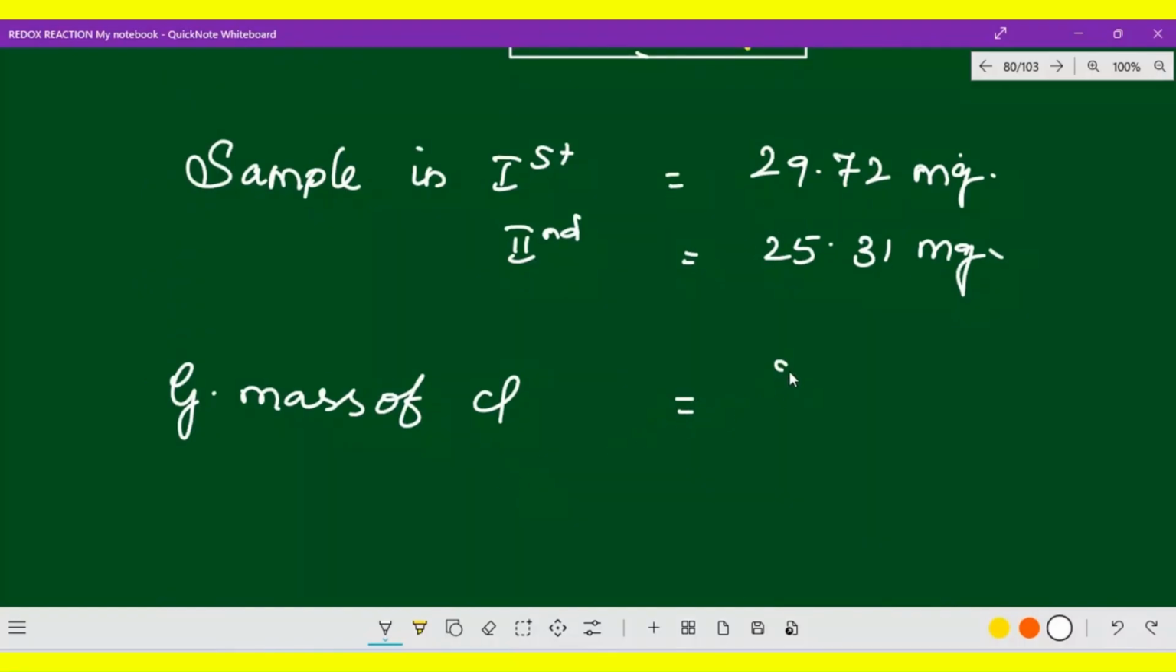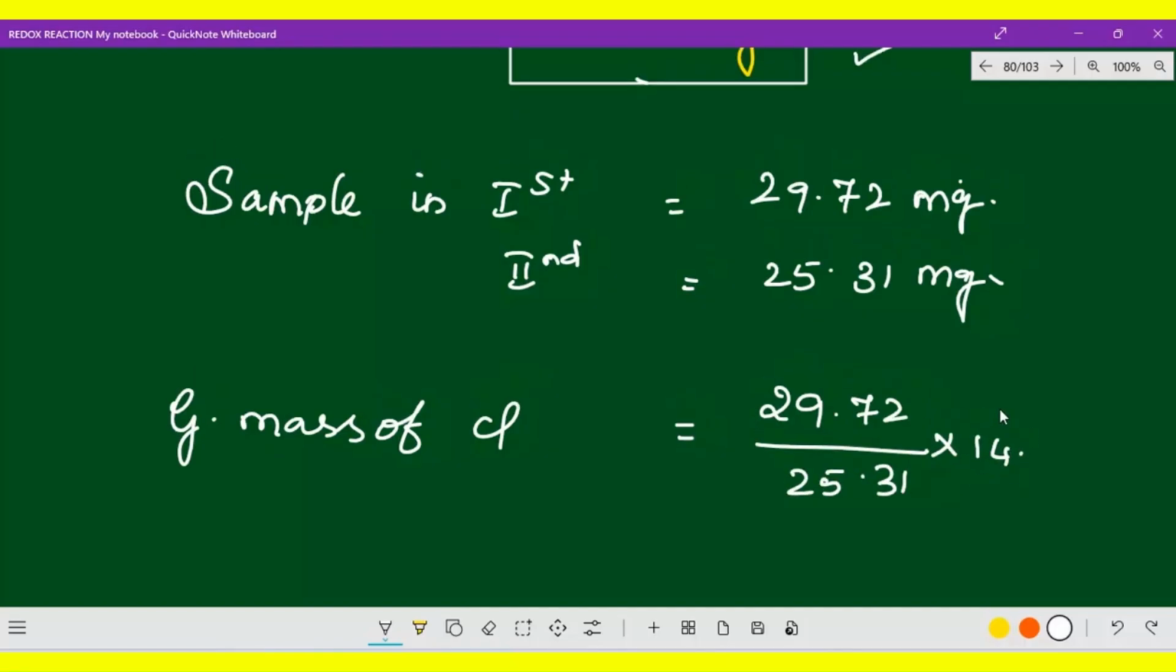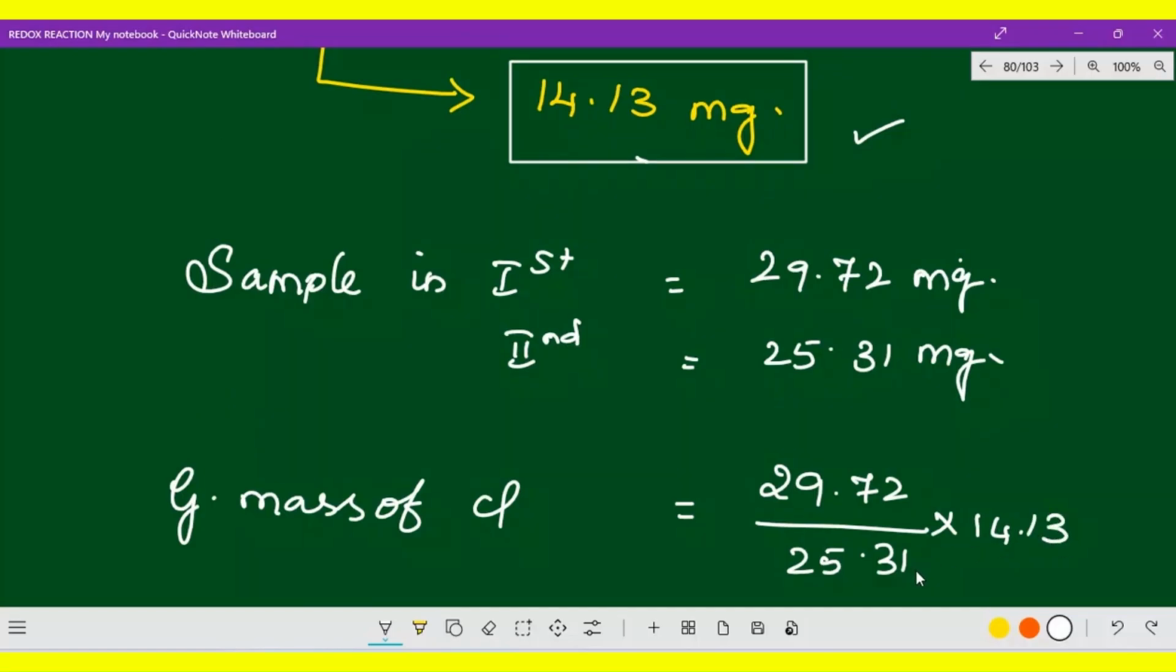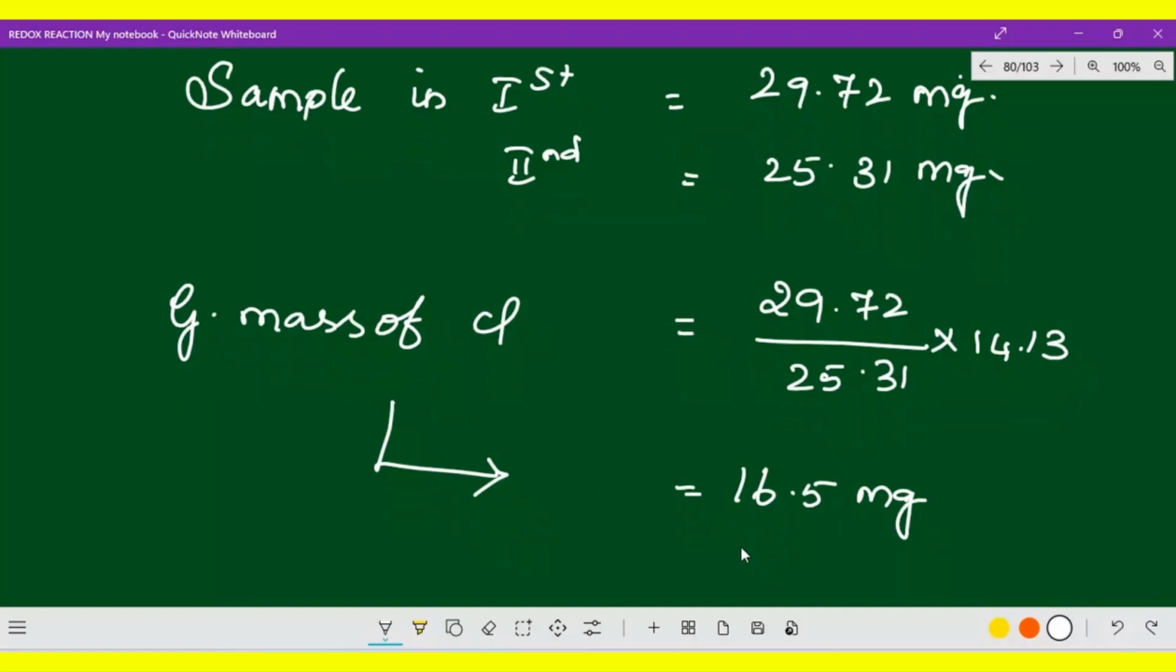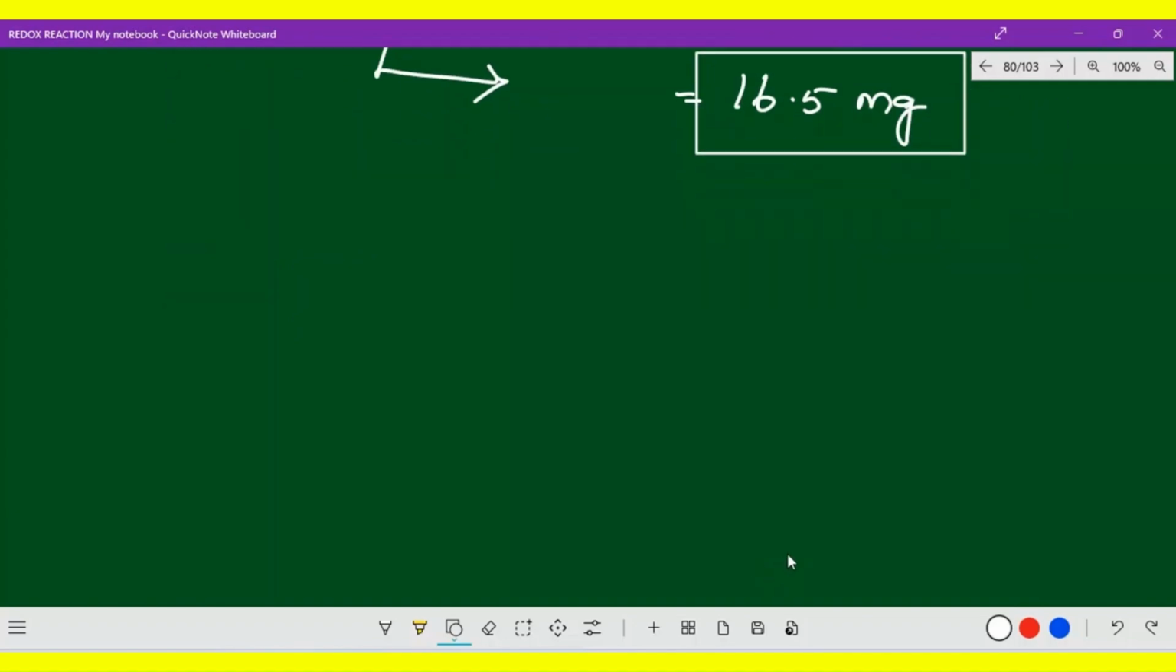That is first sample 29.72 milligram divided by 25.31 milligram into 14.13 milligram. Right, everything in milligram only. So you will be getting around 16.5 milligram, right? 16.5 milligram of chlorine in that drin. Now we found the carbon, hydrogen and chlorine. Now we have to identify oxygen, so finally we can go for the empirical formula.